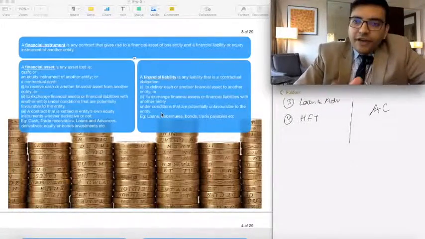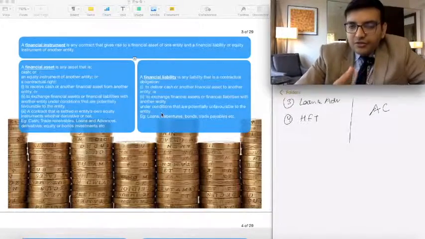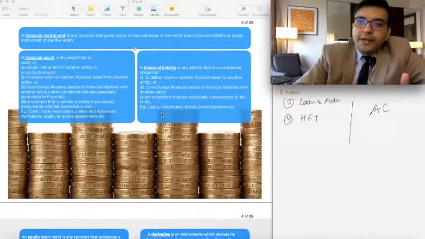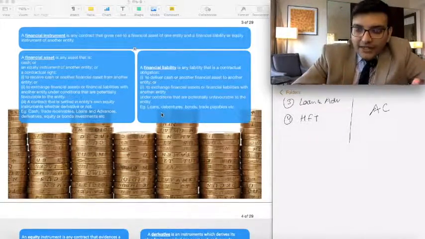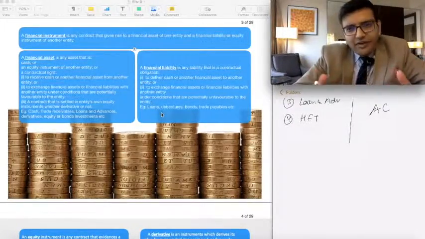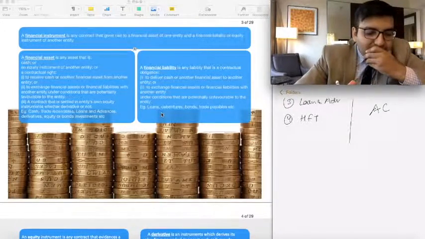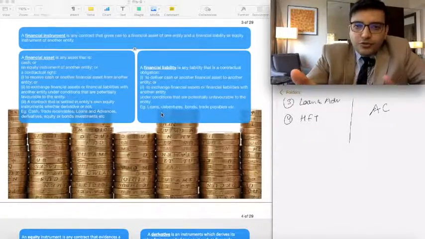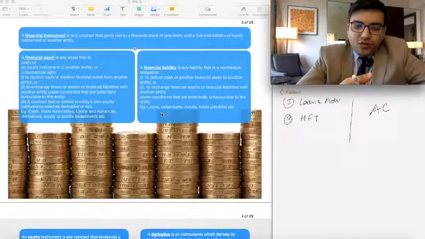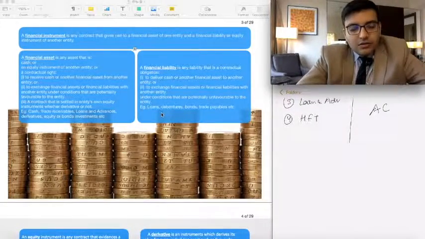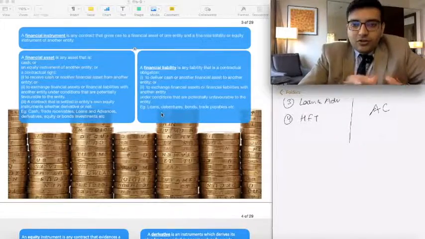So what is a financial instrument? Now we'll come to the definitions of financial asset, financial liability, and financial instrument. A financial instrument is a contract, any contract that gives rise to a financial asset for one person and a financial liability for another. For example, a derivative. Suppose I bought a put option or a call option, when two parties are involved. For one party it is an asset, for the other it is a liability, based upon the prices in the market. That's why it is called a financial instrument.